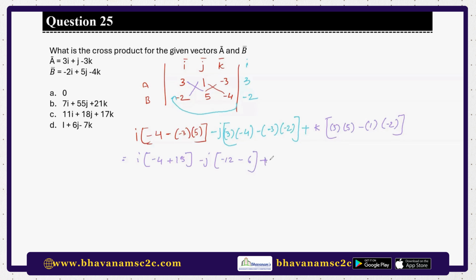plus k into 15 plus 2. Okay. Here it's going to be 11i, minus into minus comes as plus 18j, plus 17k. Option C is the answer for us. And this is how you calculate the cross product. And let's jump on to the next question.